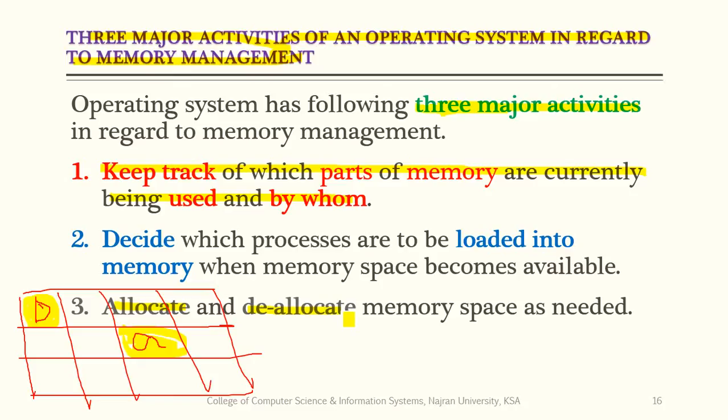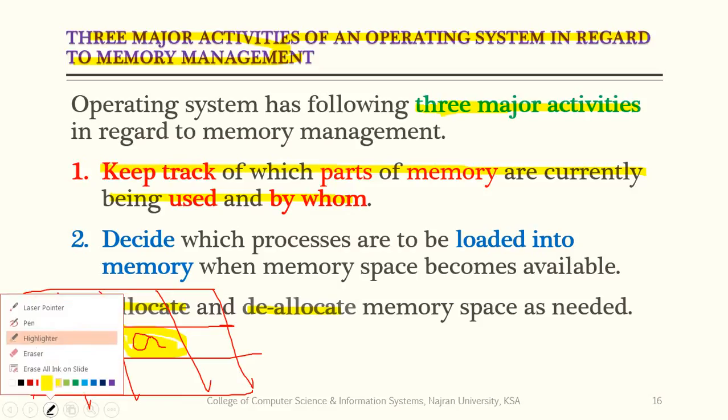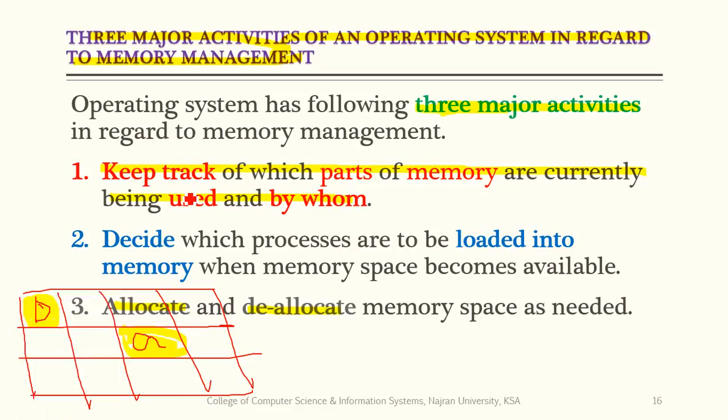So what is the first one? Keep track of which parts of memory are currently being used and by whom: which are in use, which are already free, which are occupied, and who has occupied that space. Then make the decision of which process to load into memory. When you have memory available, which process do we have to load?